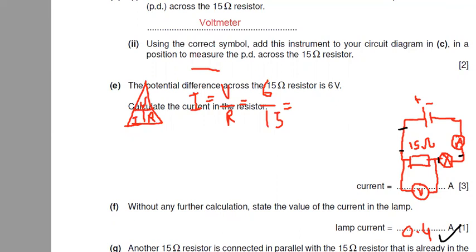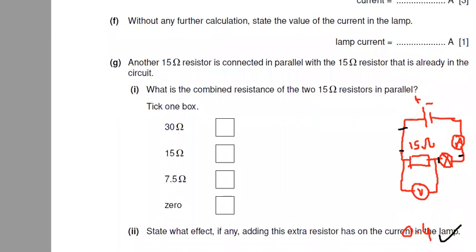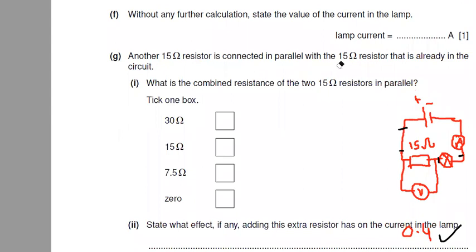And then moving on to the next part. Another 15 ohm resistor is connected in parallel with the 15 ohm resistor that is already in the circuit. What is the combined resistance of the two 15 ohm resistors in parallel? First of all, here is the drawing for a parallel connection. We drew it in black. So here is the 15 ohm resistor, and then the lamp, and then the ammeter.